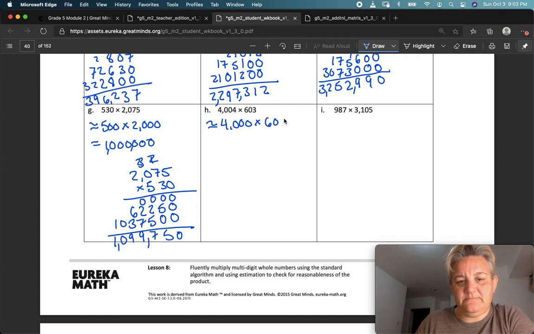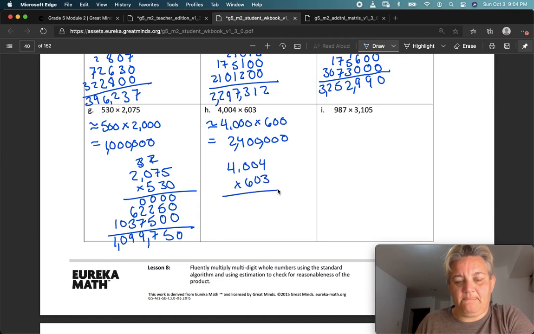times 600. Okay. And that would give me 4 times 6 is 24, plus 1, 2, 3, 4, 5 zeros. Lots of practice here. They're giving you guys lots of practice. That's good. That's good.